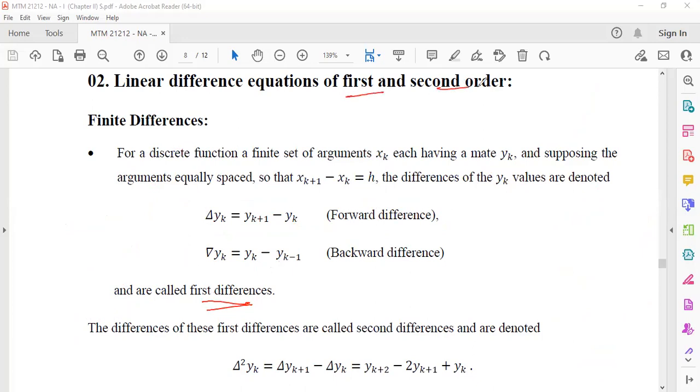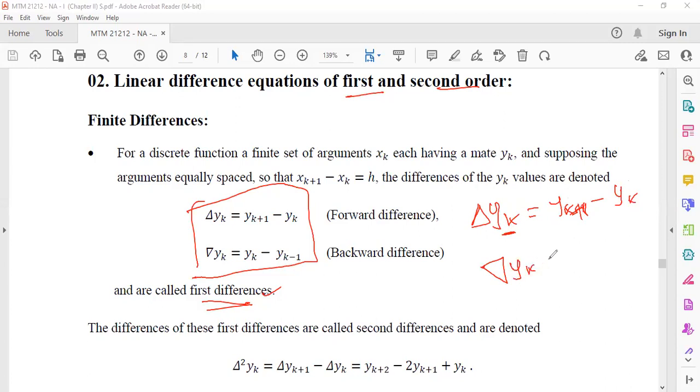So we're going to see our first and second order now. The first is defined in this way, so you can easily keep it in mind, okay? If it is forward yk, you start with yk plus 1, the consecutive one more than k, then subtract yk. But if it is backward yk, you use the yk minus 1, one less than that one, okay? So these are the first differences of these discrete functions, okay?